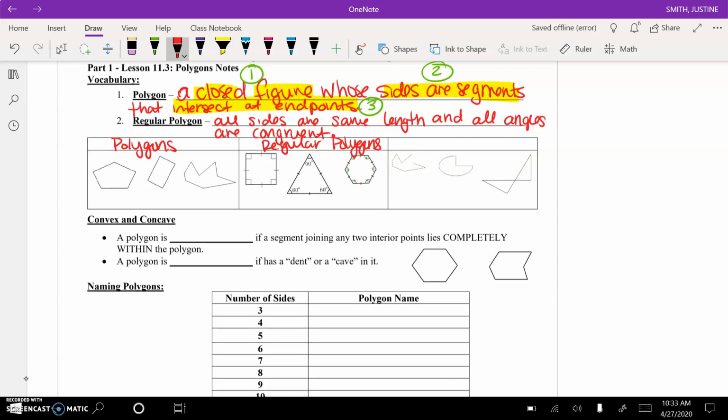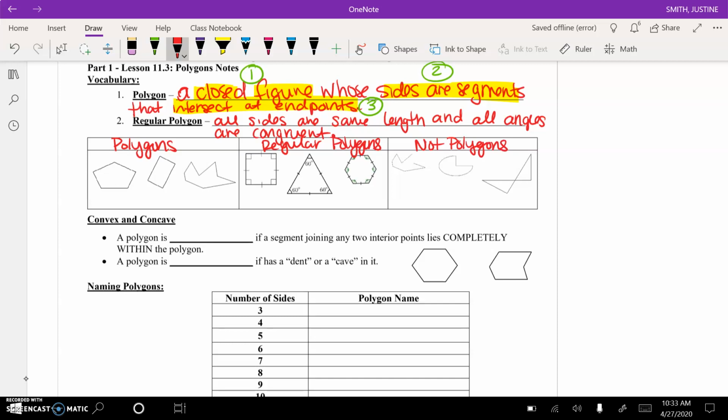And in this last box, there are curved sides. In this first example, the segments aren't intersecting at the endpoints, and here they're intersecting, but not just at endpoints. So these are all not polygons.